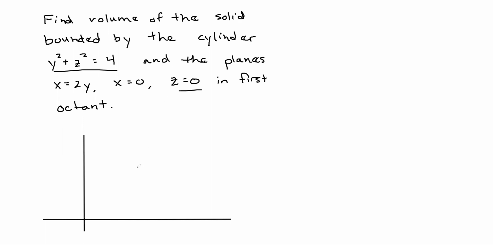Now, if you keep reading, you've got z equals 0 and y squared plus z squared equals 4. Those are 2 z related things. So one forms the top and one forms the bottom. That's the way that you've got to think about it.